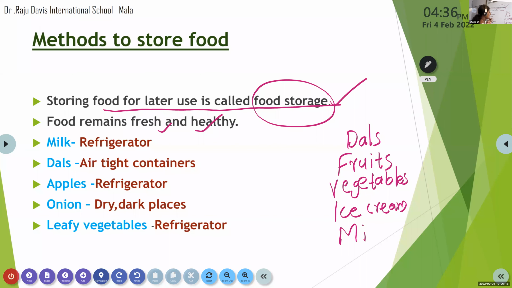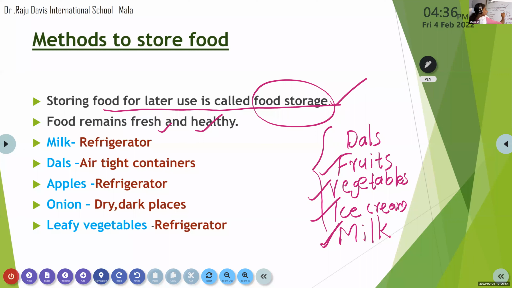So where can we keep all these food items? Where can we keep this milk? Refrigerator. Yes, very good. We store the milk in the refrigerator. Then what about this ice cream? Ma'am, in the freezer. We keep it inside the freezer. Then what about these vegetables and fruits? In the refrigerator.